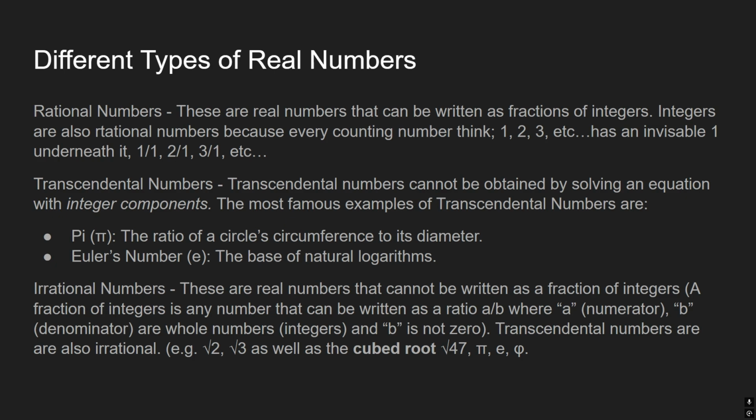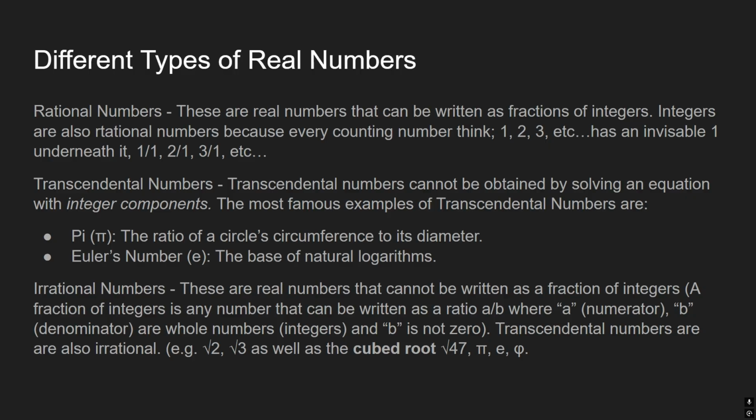Transcendental numbers. Transcendental numbers cannot be obtained by solving an equation with integer components. The most famous examples of transcendental numbers are pi, the ratio of a circle's circumference to its diameter; Euler's number, the base of natural logarithms.